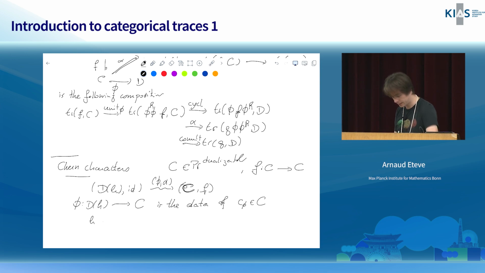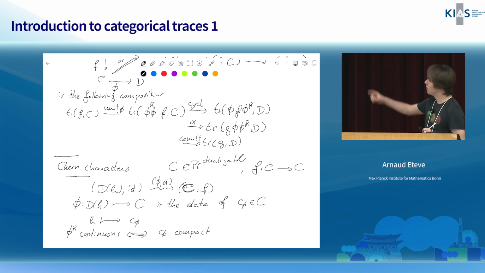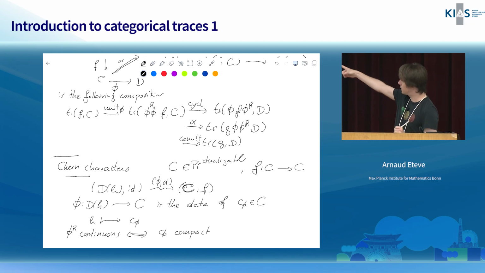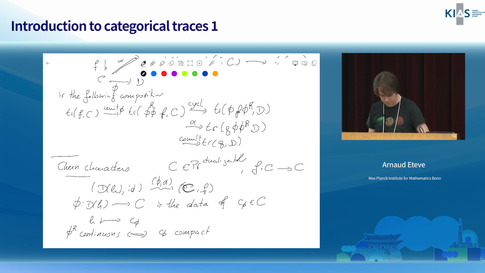And this functor sends K, the one-dimensional vector space, to C phi. Okay? And phi being continuous is equivalent to C phi being compact. So phi has to basically give us the data of a compact object.